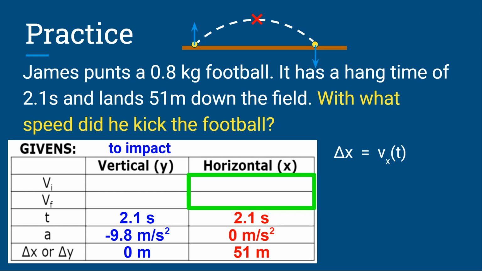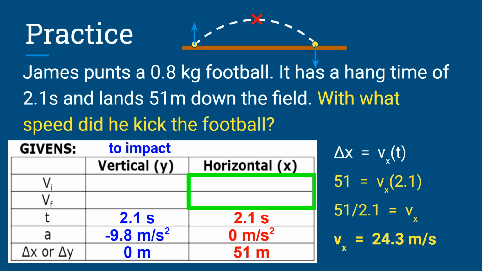So we're going to take our displacement 51 and set it equal to velocity times our time 2.1, and of course we can divide both sides. We know this, velocity is displacement over time. I could have written the equation like that. 51 divided by 2.1, that's my displacement over my time, gives me a velocity of 24.3 meters per second in the x direction. And again, that is a constant velocity, so I'm filling it into both of those, VI and VF, because it's the same the entire time. All right, so now we have the horizontal component figured out.